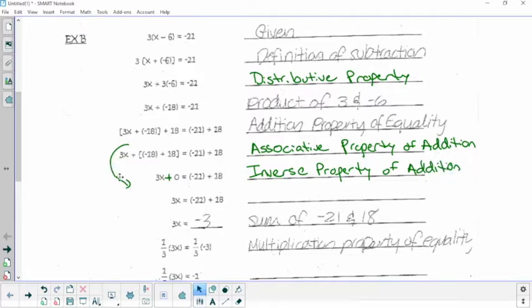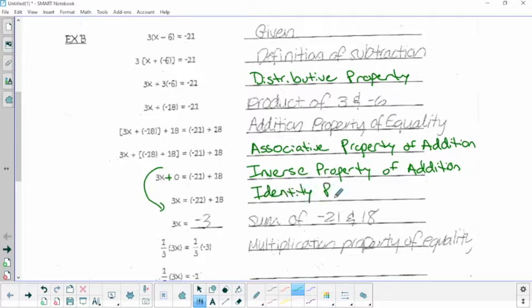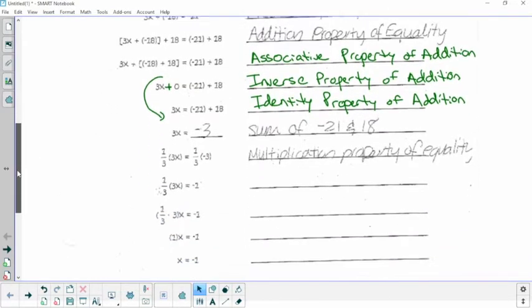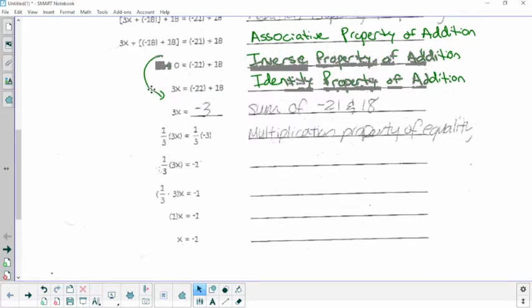I keep moving down. The change from 3x plus 0 to 3x, the 0 went away. That property is called the identity property of addition. Identity stays the same. This problem is taking a lot longer to work out on this left side than it probably should.